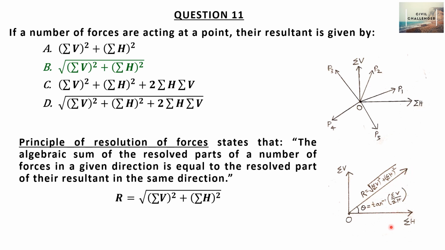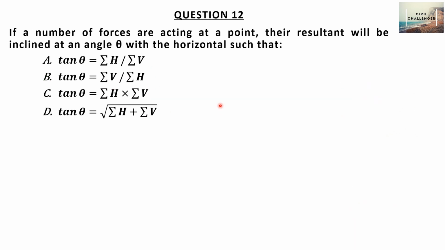Here the first force is sigma V, which is the sum of the components of this number of forces in the vertical direction, and similarly the second force is sigma H, which is the sum of the components of the number of forces in the horizontal direction. Therefore the correct answer is option B. If a number of forces are acting at a point, the resultant is given by the square root of sigma V the whole square plus sigma H the whole square.